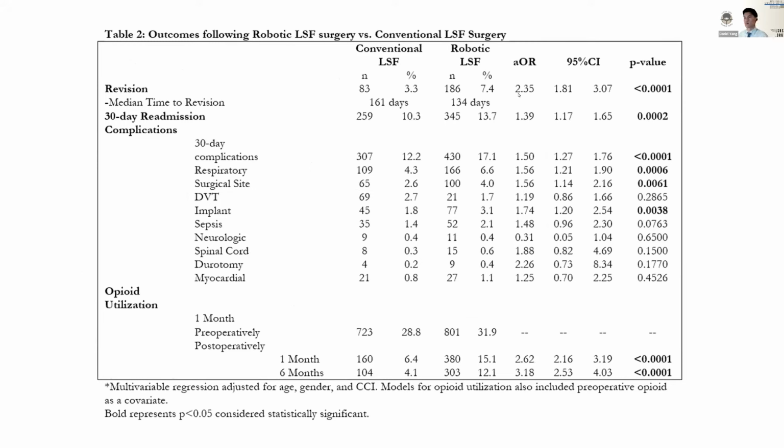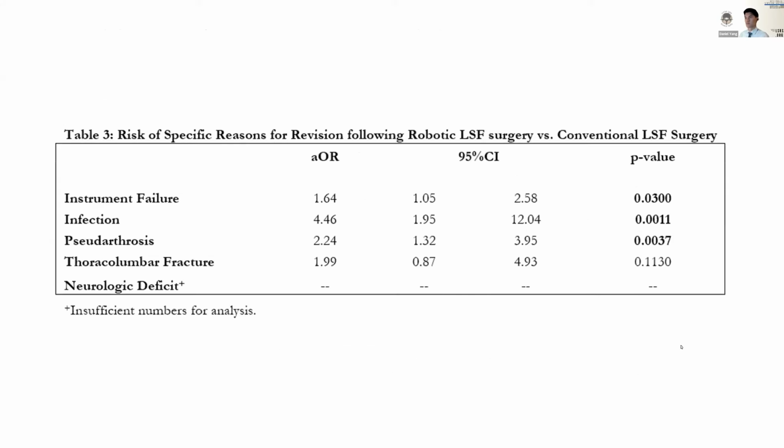We found that there is an increased 2.4 odds ratio when comparing robot assistance to the conventional technique. Similarly, we're seeing increased rates of readmissions, 30-day complications, respiratory complications, surgical site infection, and implant-related complications with the robot-assisted LSF technique compared to the conventional. Furthermore, for opioid utilization, there's prolonged opioid utilization at 6 months for the robotic LSF.